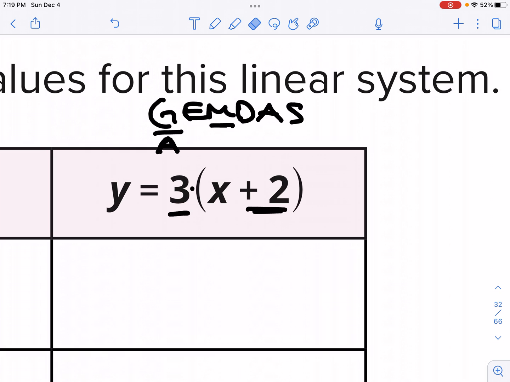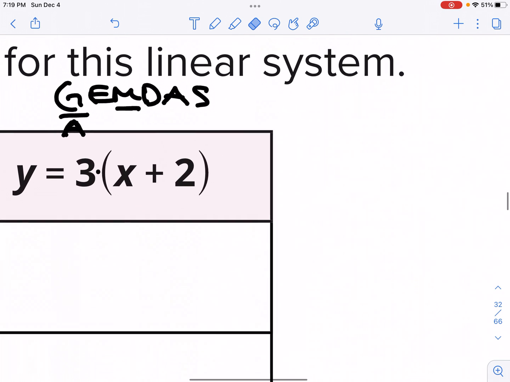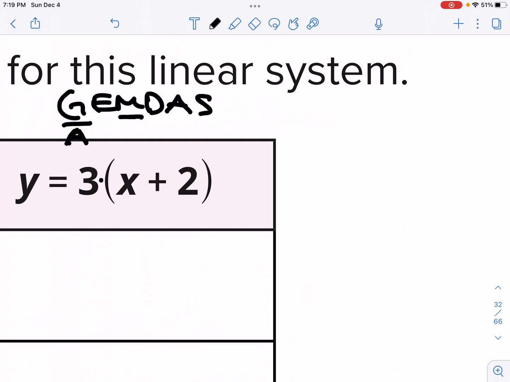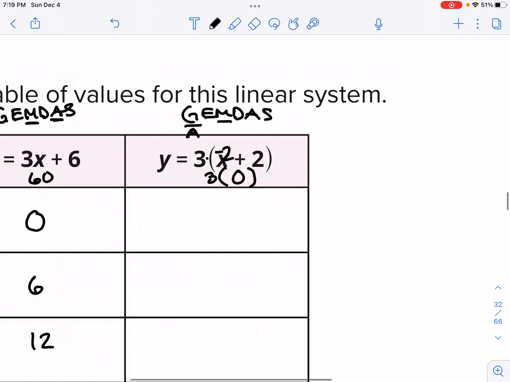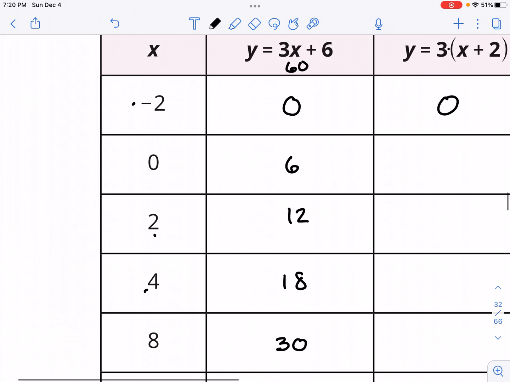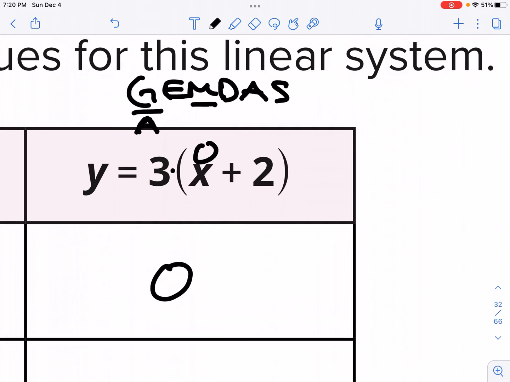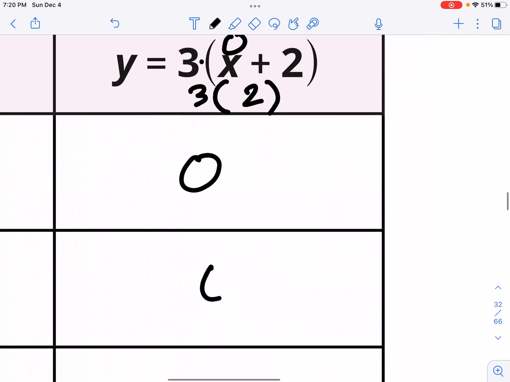So let's see that for this first one here. First one is -2. So I'll put a -2 in for x. -2 plus 2 is 0. And then now you do 3 times 0. 3 times 0 is 0. Okay. Next one is 0. I plug that in here. 0 plus 2 is 2. What's 3 times 2? It's 6.